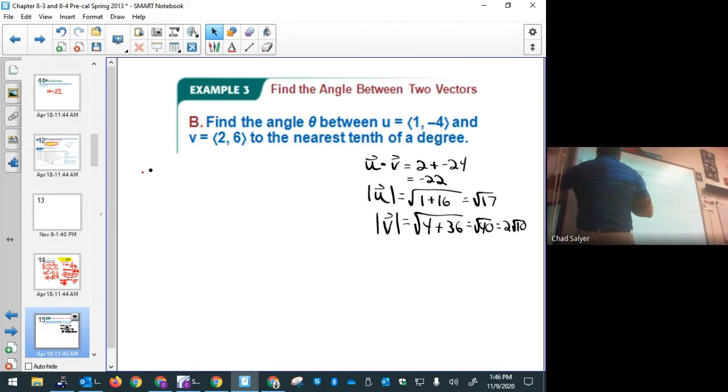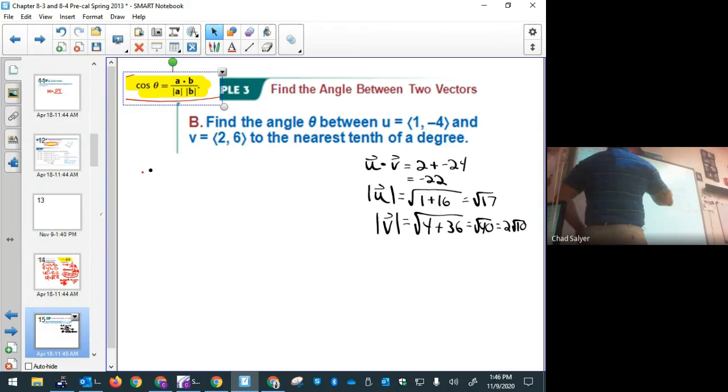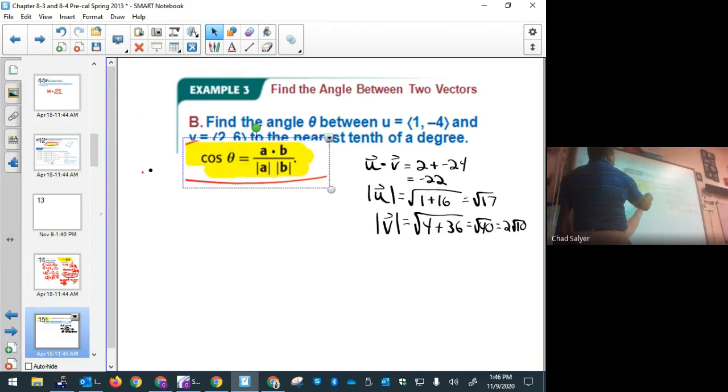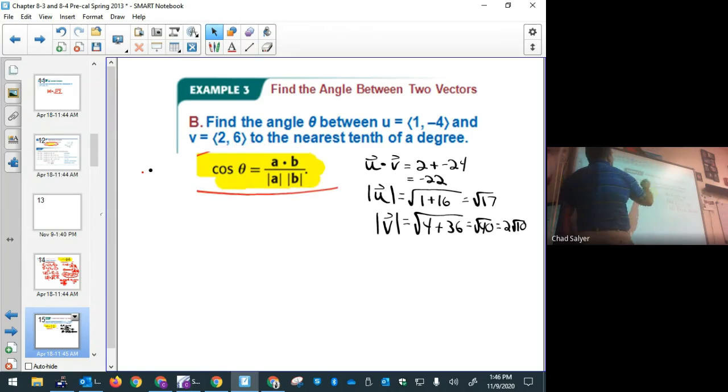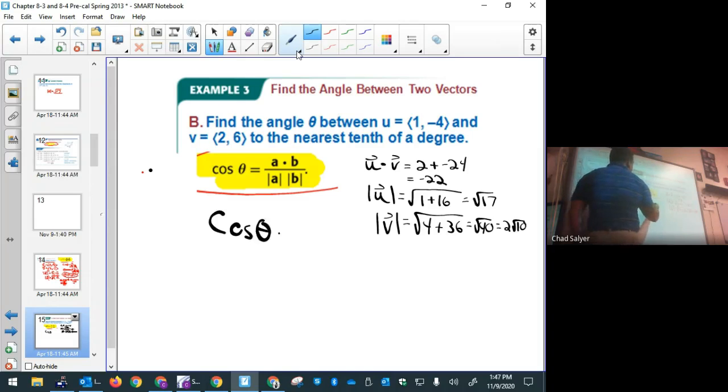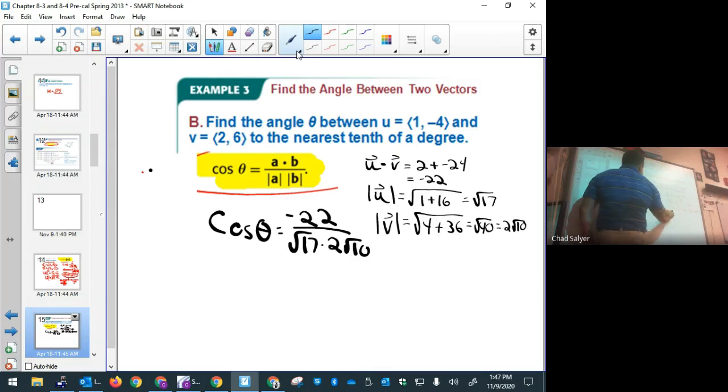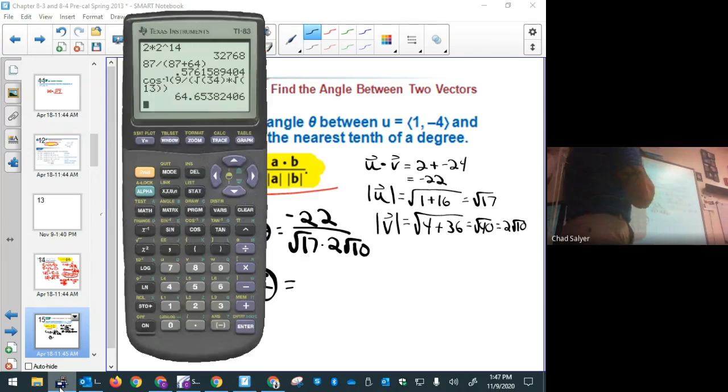So now that we've got all that data, we can plug that into our formula. Cosine theta equals -22 over radical 17 times 2 on the square root of 10. So theta is going to equal the cosine inverse of that value.